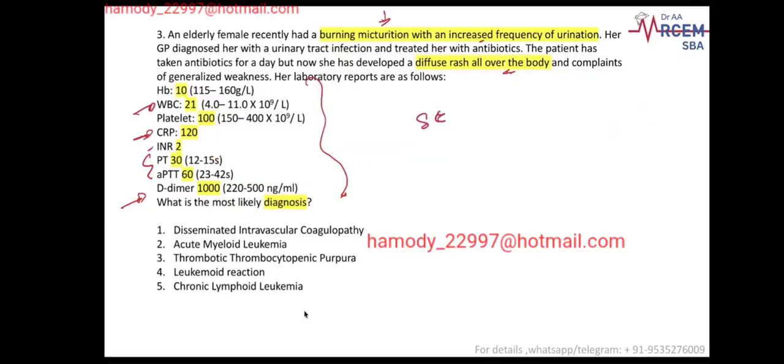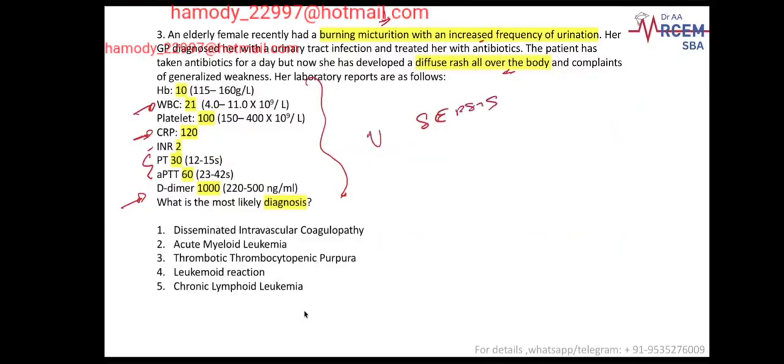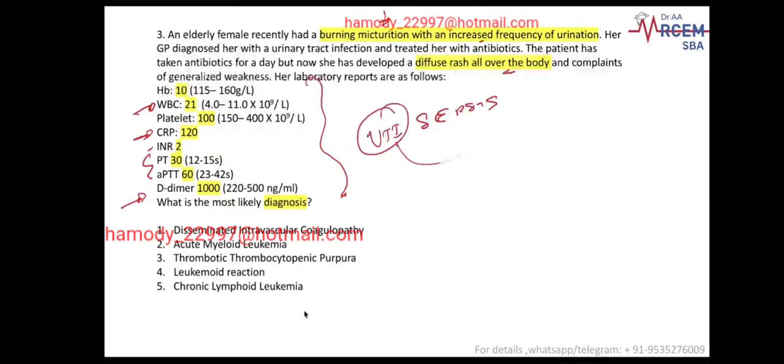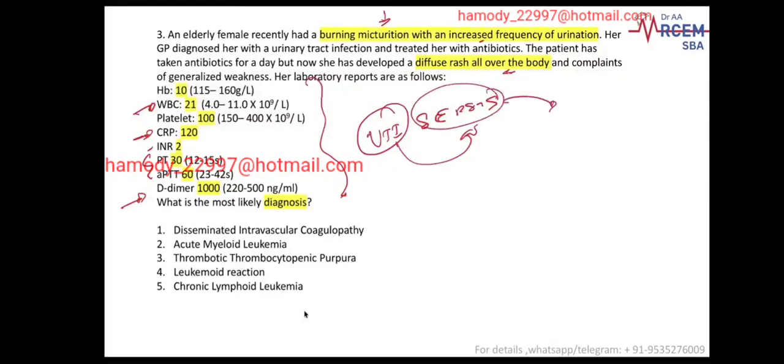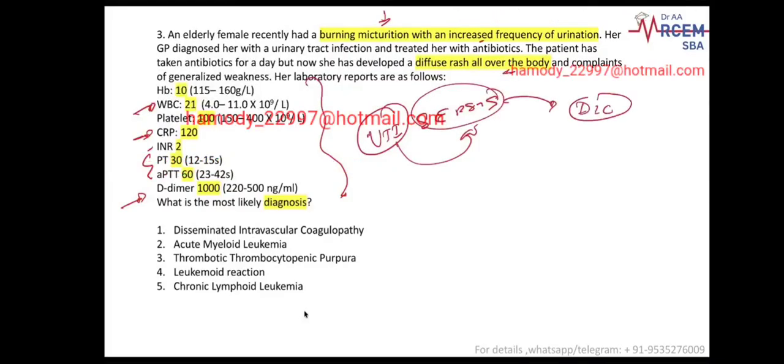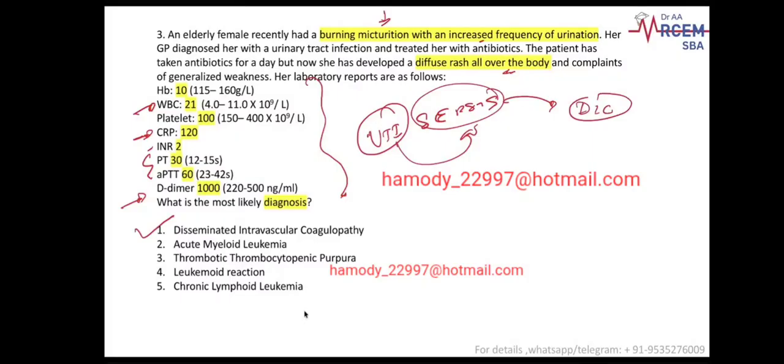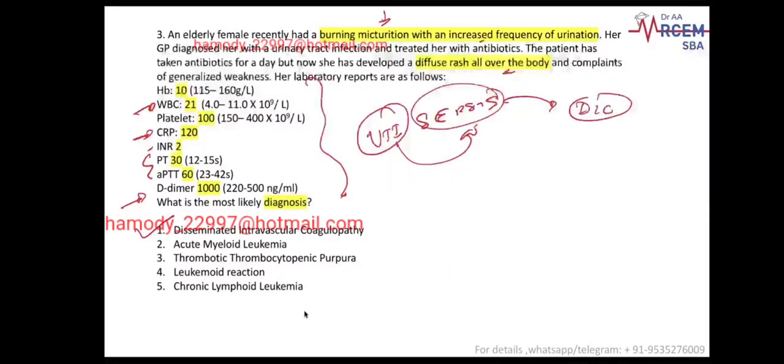So most likely it looks like sepsis. A urinary tract infection has led to the sepsis. Sepsis has led to the DIC. So the diagnosis here is disseminated intravascular coagulopathy.